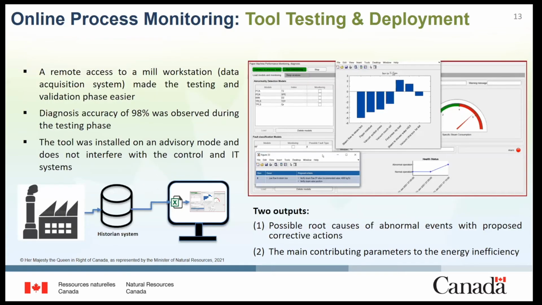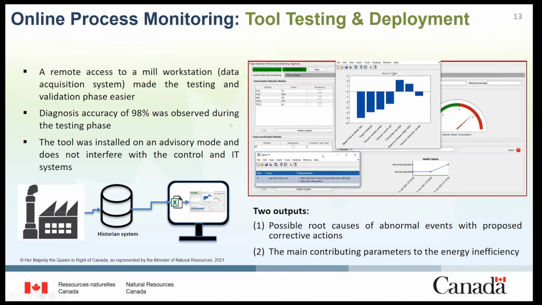So for this case study, we implemented the tool in the mill. Here I show a screenshot of the tool. So as you can see, there are two outputs. The first one is the possible cause of an inefficiency, meaning that situation of overconsumption of steam in the paper machine, and also what are the contributing variables to this situation.